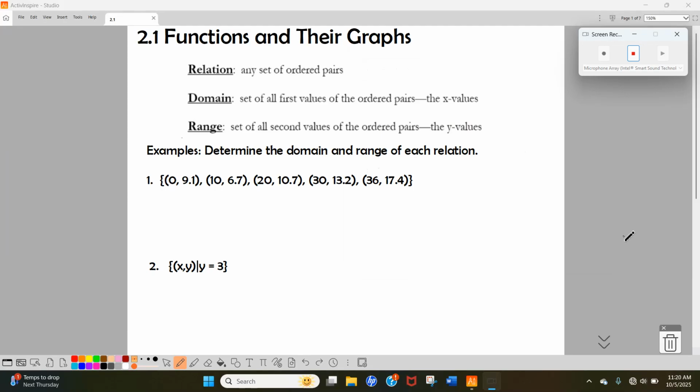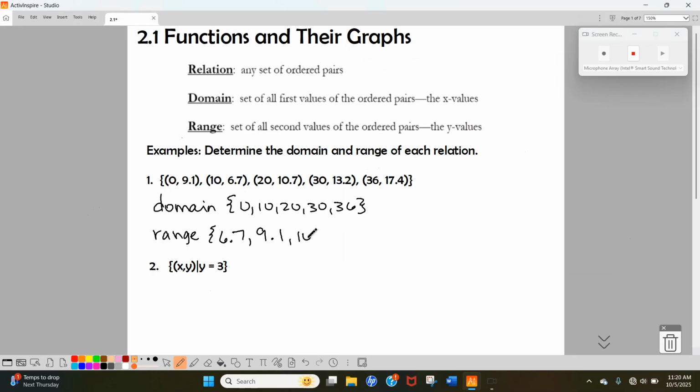So to start with, they just want you to give the domain and the range. So for domain, you're just going to list the x values, preferably in order, and do not repeat. Do not repeat is absolutely necessary. In order, it depends on who's grading your paper. So I would say put them in order to be safe. All right, for the range, it's going to be your y's. So again, if we put them in order, 6.7, 9.1, 10.7, 13.2, 17.4 would be your y values.